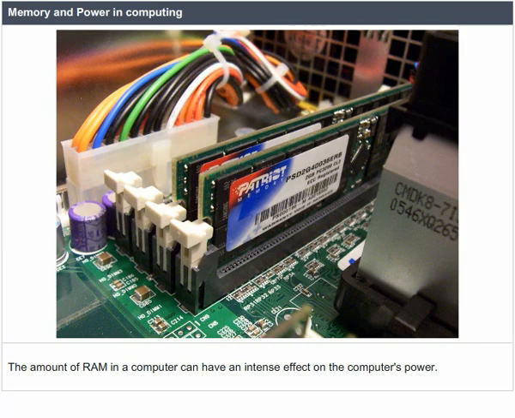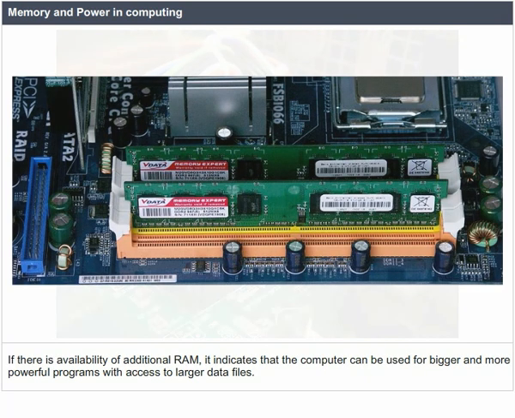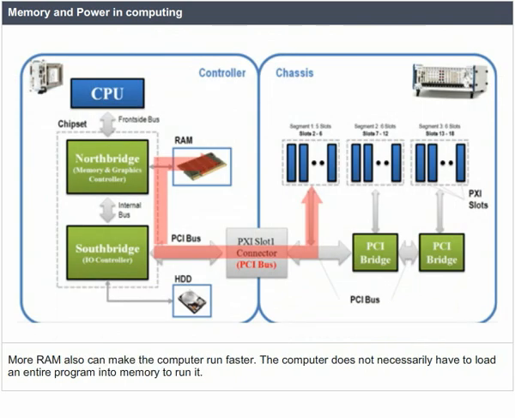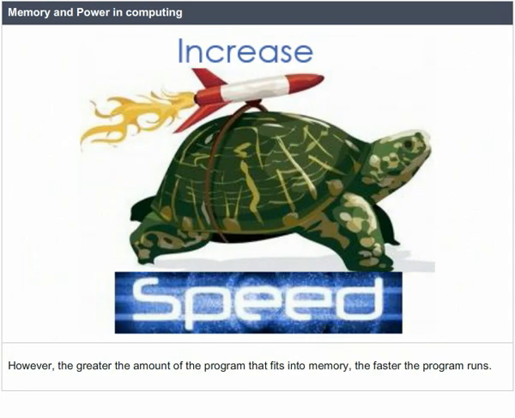Memory and power in computing. The amount of RAM in a computer can have an intense effect on the computer's power. If additional RAM is available, the computer can be used for bigger and more powerful programs with access to larger data files. More RAM also can make the computer run faster. The computer does not necessarily have to load an entire program into memory to run it. However, the greater the amount of the program that fits into memory, the faster the program runs.